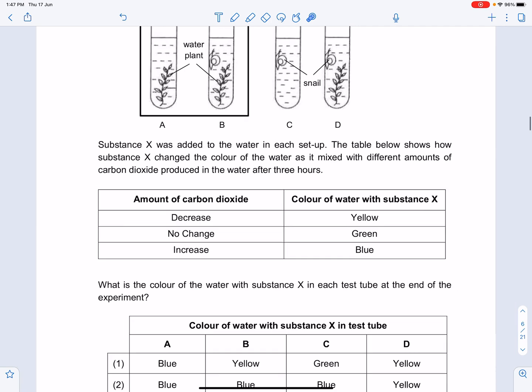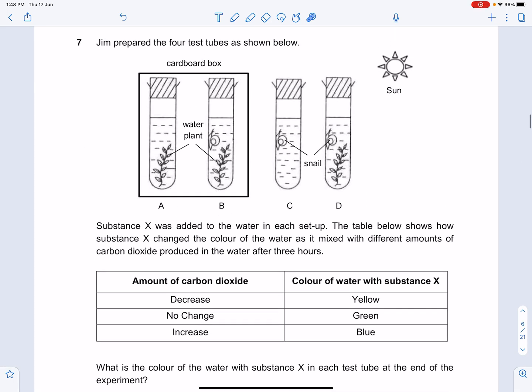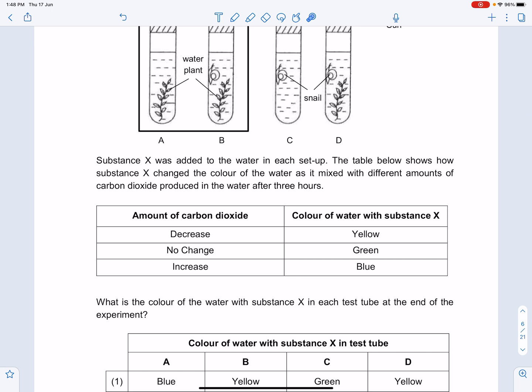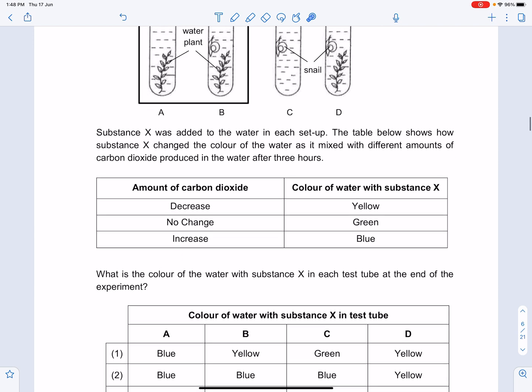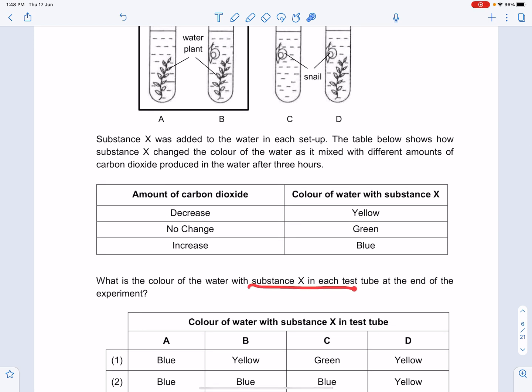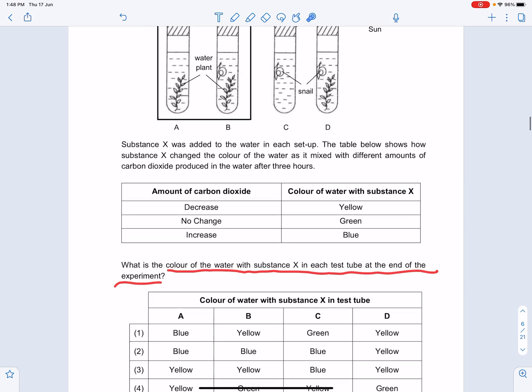Okay. So it tells me that substance X was added to the water in each setup. The table shows how substance X changed the color of water as it mixed with different amounts of carbon dioxide produced in the water after 3 hours. Okay. So then they present you with a table. If there is a decrease in CO2, it becomes yellow. If there's no change, it is green. If there's an increase, it is blue. Alright, so you need to make reference to this table. What is the color of water with substance X in each test tube at the end of the experiment?